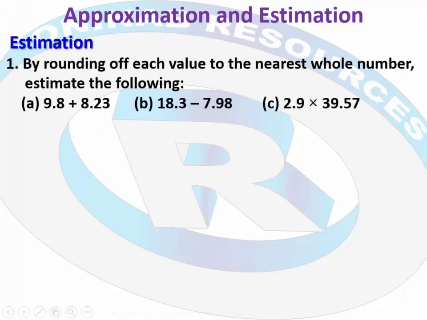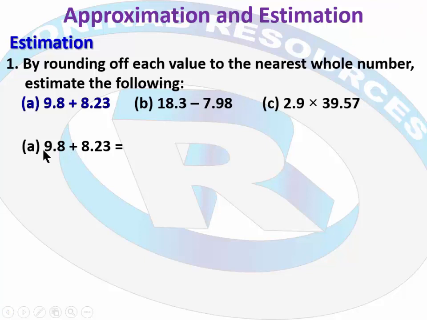So we have our problem 1. By rounding off each value to the nearest whole number, estimate the following. A, 9.8 plus 8.323, B, 18.3 minus 7.98, and C, 2.9 times 39.57. So we start from A.